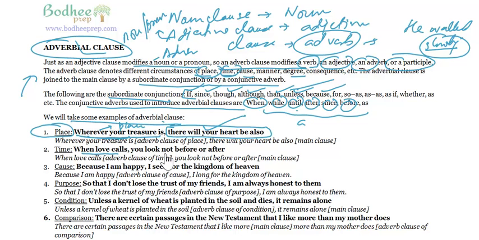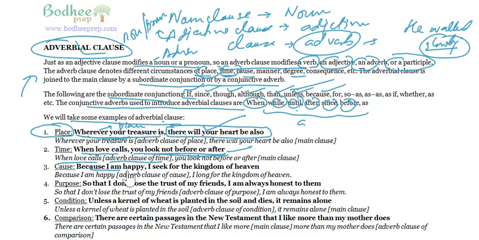Time. When love calls, you look not before or after. So you look not before or after is the main clause, and the time says when love calls. So this basically is the adverb clause. When love calls is the adverb clause of time, and you look not before or after is the main clause.